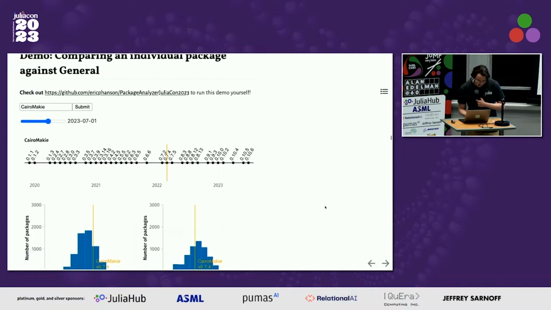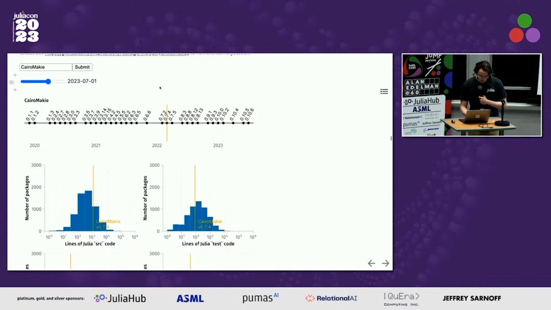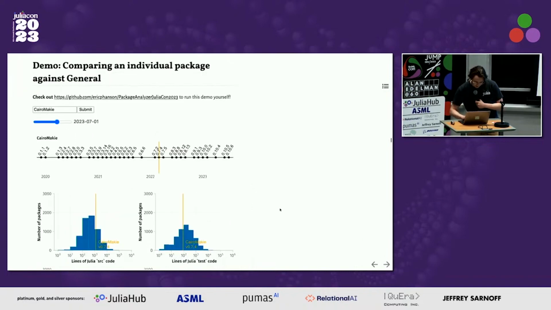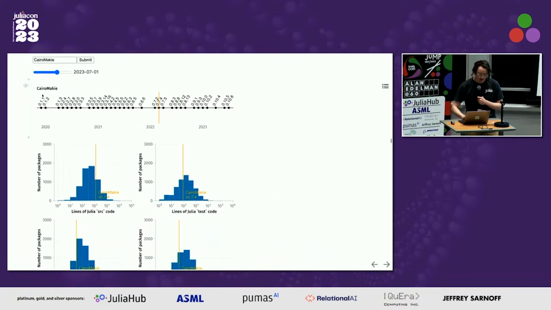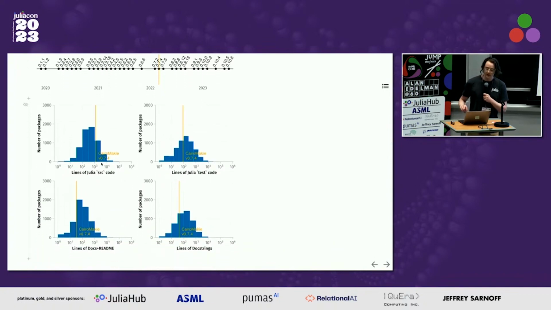Okay, here I've got a demo. You can get this part of the Pluto notebook yourself by going to Eric P. Hanson /PackageAnalyzer JuliaCon 2023 to run this demo. But I'm going to zoom out a little bit. Will that work? Okay, so we can take a given package and a date and look at how this version of the package stacks up against all of general on the latest release of that date. The blue histogram here is all the packages in general, and the yellow line is our particular package.